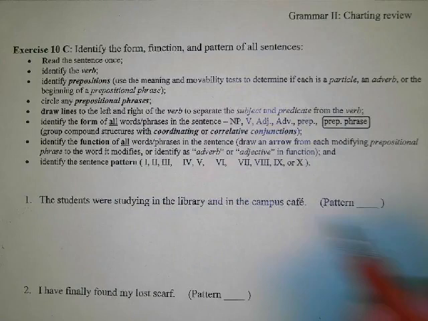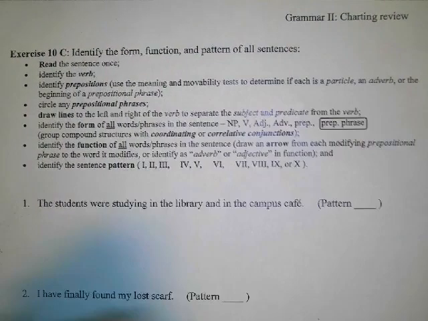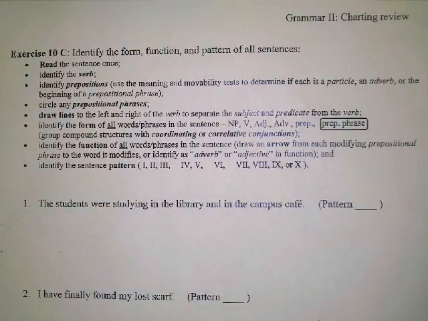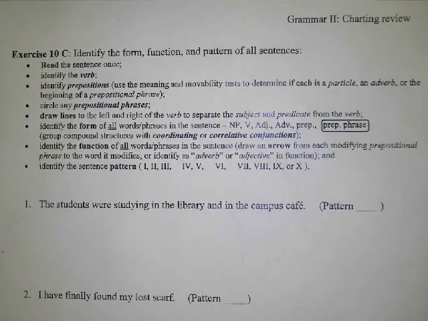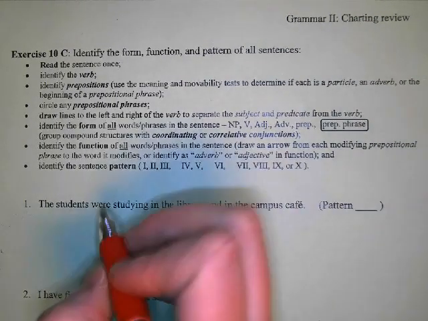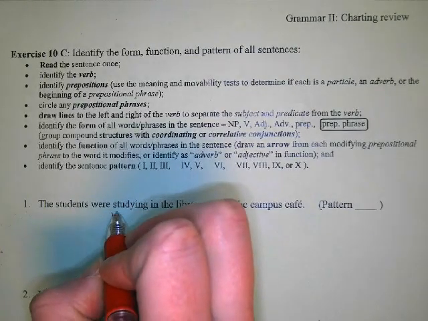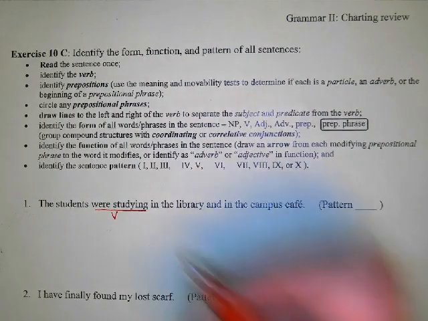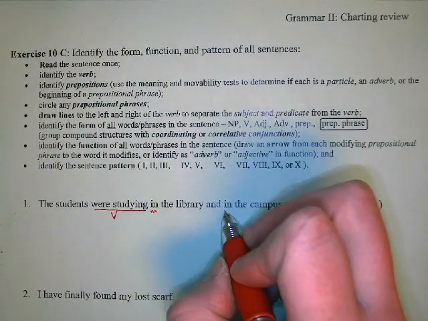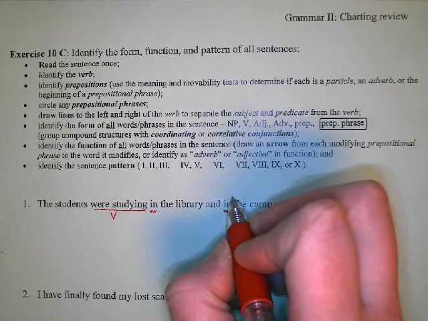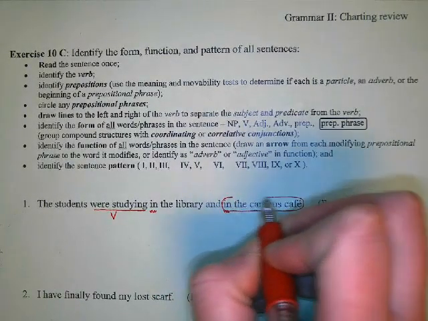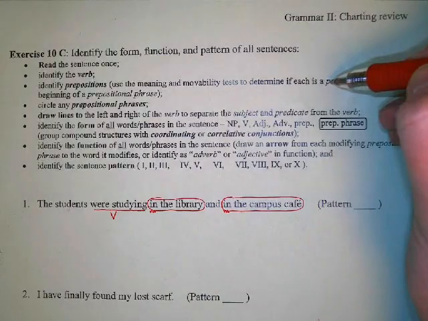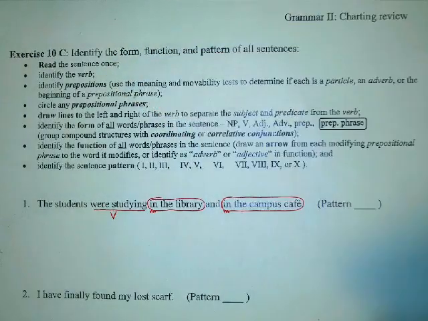All right, so the students were studying in the library and in the campus cafe. So the only thing that's going to be different in these sentences is the verb may have more than one or two words, because remember we could have a preposition that could be a particle. So it could just be one word, but in this case, if you look at the sentence, really the verb is were studying. That's going to be your whole verb there. So double check, right? In is a preposition, and this in is another preposition. Circle those prepositional phrases, because that's our third step there. So look for the verb, look for the preposition, circle the prepositional phrases.